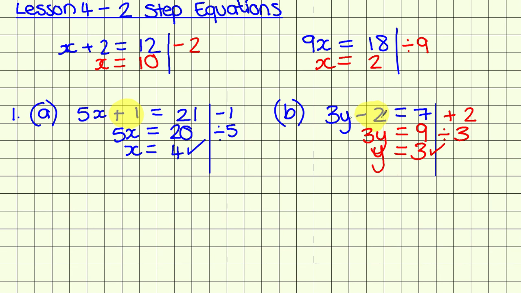And you can always go back to the top line to double check to see if that's correct. So if you change y for number 3, 3 times 3 gives you 9. And if you take away 2, so 9 take away 2 gives you 7. And that's what you've got here. So you know it's the correct answer.